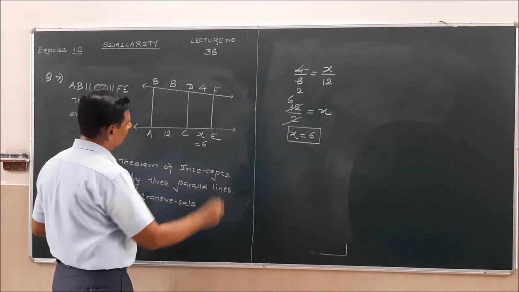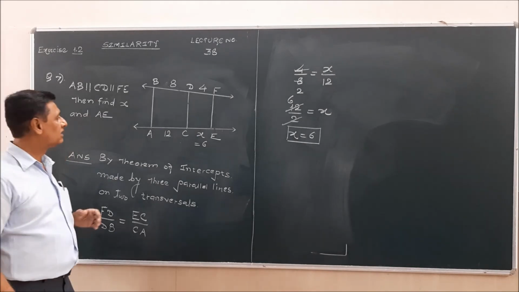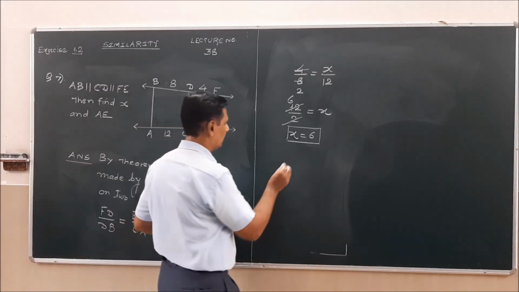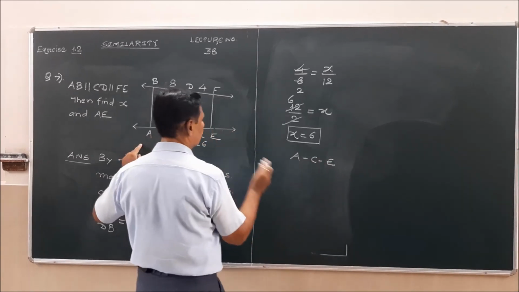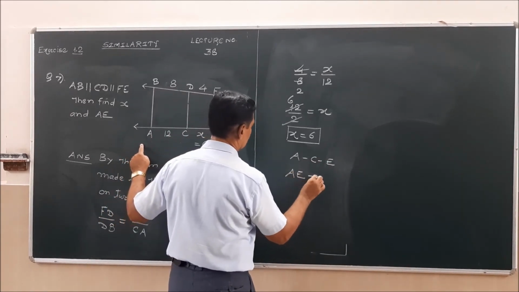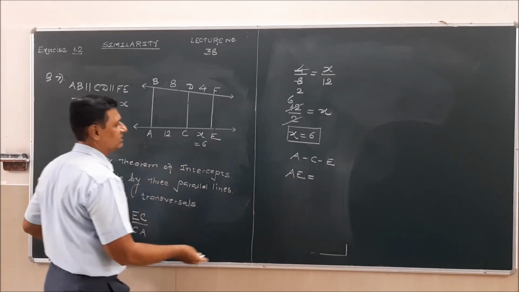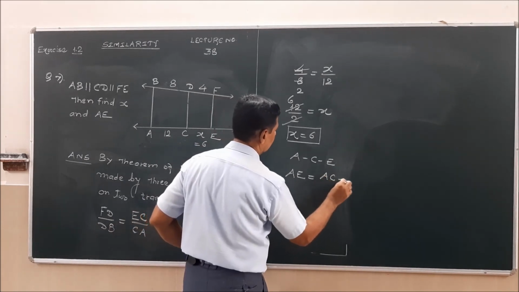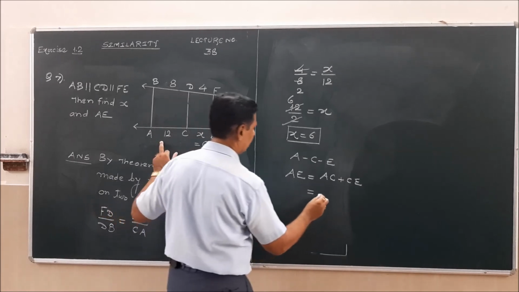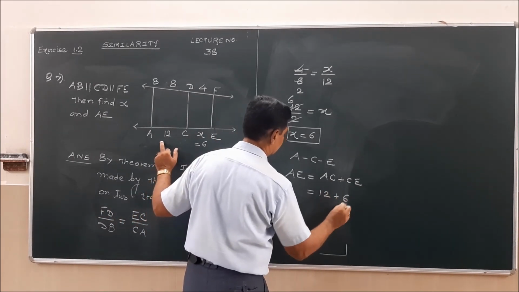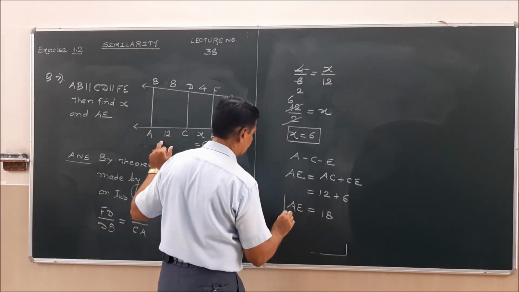But the question is not to find out only x. The question is also to find out AE. So A, C, E. Therefore AE is equal to AC plus CE. What is AC? AC is 12 plus 6. That is equal to 18. So this is how you get AE.